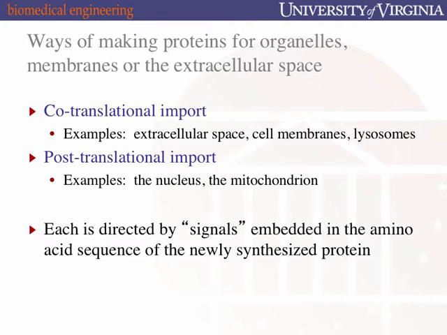Okay. What's true for both of these is that the information about where a protein should go is encoded in the amino acid sequence. These are called signals or signal sequences. We'll get more details on that in a second. But the first point to get across is that that information is encoded in the amino acid sequence that gets translated.